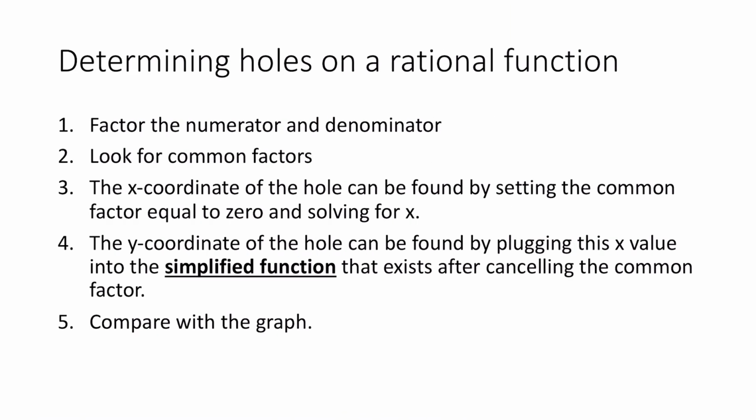So here's how you determine holes on rational functions. You're going to factor the numerator and denominator and look for common factors. The x-coordinate of the hole can be found by setting the common factor equal to 0 and solving for x. You also need to find the y-coordinate of the hole, because the hole is a point, so it has an x-coordinate and a y-coordinate. The y-coordinate can be found by plugging this x value into the simplified function that exists after canceling the common factor. Then you're going to compare it with the graph.